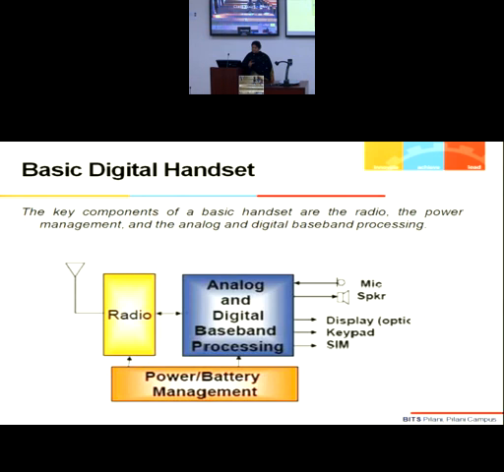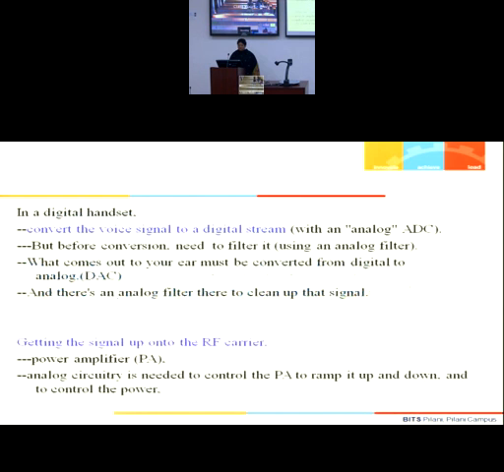The slide shows you the basic structure of a handset, which has three main blocks. One for communication, getting and sending the signals with an antenna. Then there is baseband processing, and then there is power or battery management. Basically three blocks, and it requires a huge amount of processing. So look, convert the voice signal to a digital stream.